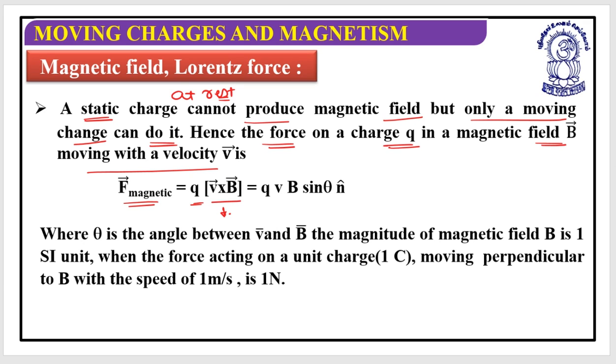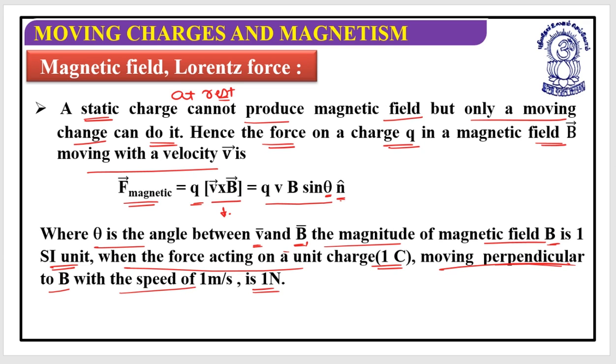If I simplify this, it can be written as QVB sin theta n cap, where theta is the angle between the velocity vector V and the magnetic field. If the magnitude of the magnetic field B is 1 SI unit, when the force acting on a unit charge, 1 coulomb, moving perpendicular to B with a speed of 1 meter per second, is 1 Newton. So this is the definition of the magnetic field B.